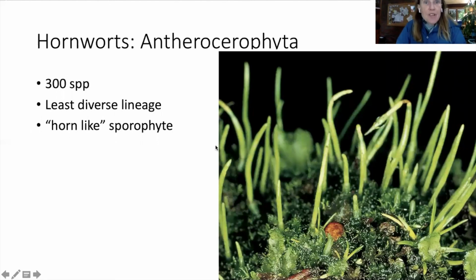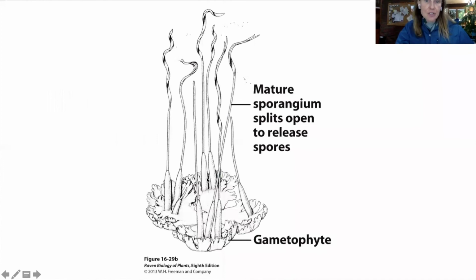Okay, hornworts, Anthocerophyta. Hornworts, there's not very many of them. There's only about 300, and they're called such because they have this horn-like sporophyte. So this thing sticking up, that's the entire sporophyte generation. The little fuzzy leaves on the bottom, that's the gametophyte generation. So here's a picture of it from your text. The sporangium at maturity just splits open to release the spores, but it's still maintained in the leafy thallus-like gametophyte.